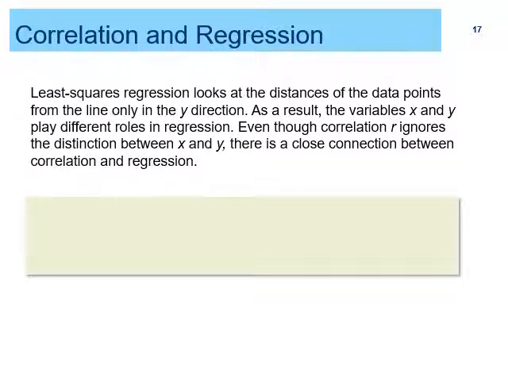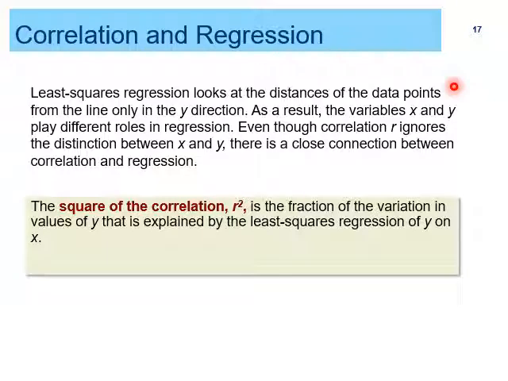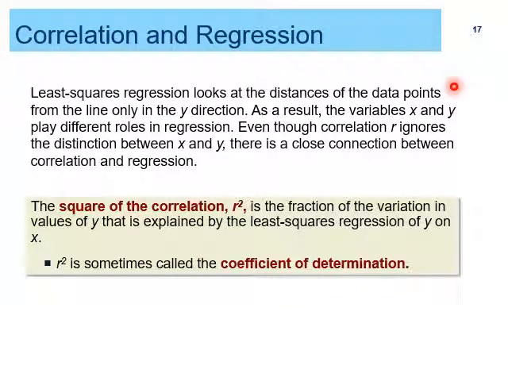Here we are going to learn about the correlation and regression relationship. Least square regression looks at the distances of the data points from the line only in the y direction. As a result, the variables x and y play different roles in regression. Even though correlation r ignores the distinction between x and y, there is a close connection between correlation and regression. The square of the correlation, that is r square, is the fraction of the variation in the value of y that is explained by the least square regression of y on x. And r square is sometimes called the coefficient of determination.